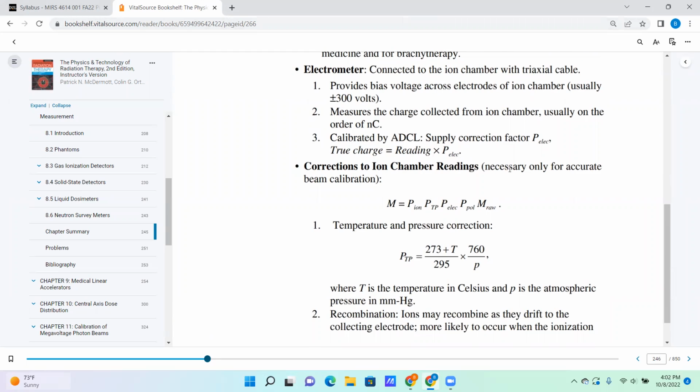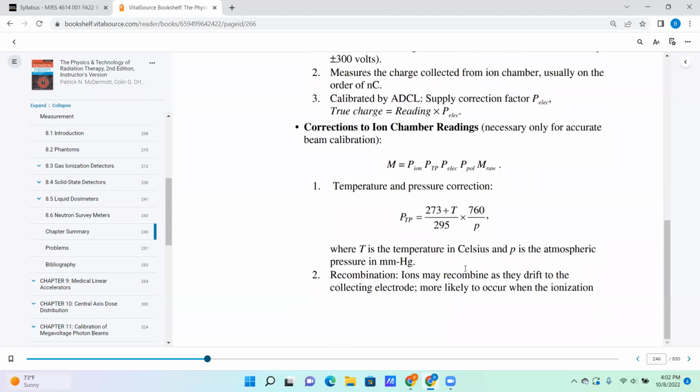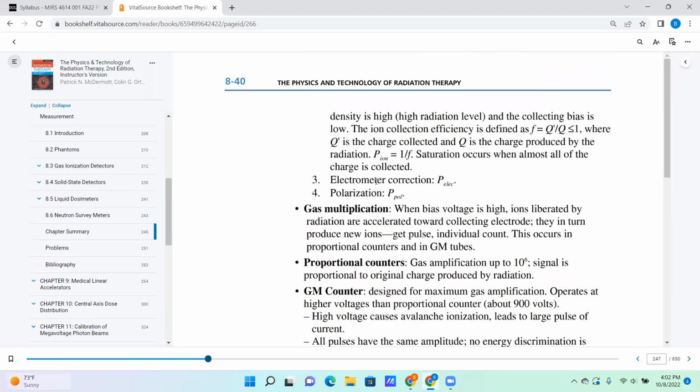Now, just because you have an ion chamber reading doesn't necessarily mean that's what you go with. If you want an accurate beam calibration, you're going to have to take whatever your raw reading is and multiply it by several different factors. You've got temperature and pressure correction. Ions may recombine as they drift into the collecting electrode, so you've got a recombination factor that you have to put into this. You've got an electrometer correction, and you've got polarization.